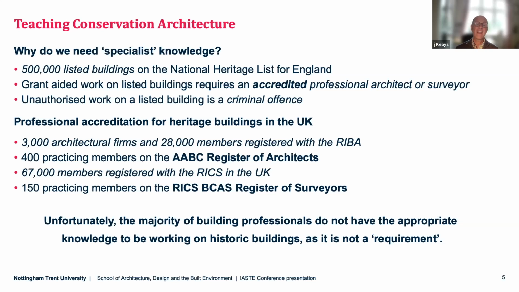So the accreditation that we have for being in this kind of position in the UK are basically through the RIBA and through the RICS. There are 3,000 architectural firms, 28,000 members with the RIBA, but there are only 400 practicing members with the specialist accreditation for historic buildings from the RIBA.